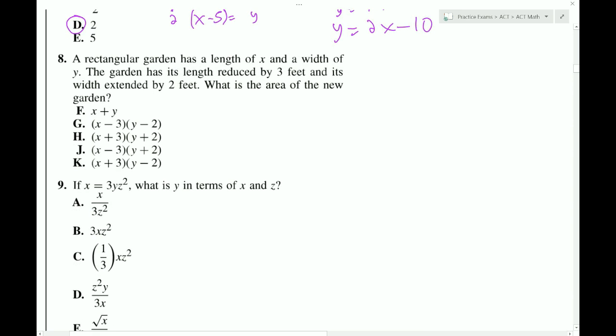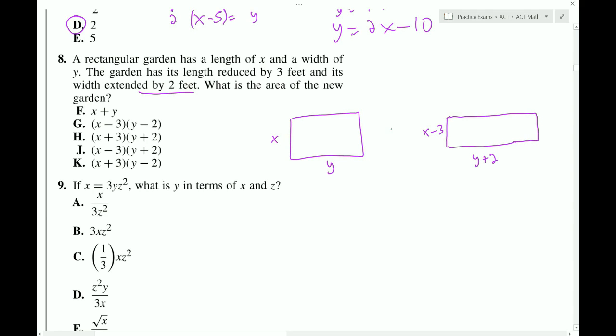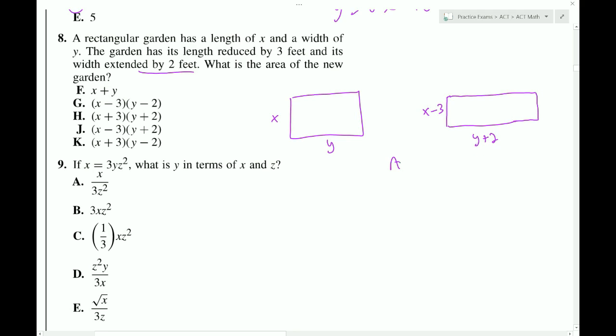A rectangular garden has a length x and a width of y. So let's draw a quick sketch, x and y. If the garden has its length reduced by 3 feet, the x is going to turn into x minus 3, and it has its width extended by 2 feet. So then instead of y, this is going to become y plus 2. The question asks, what is the area of the new garden? So the area we find by doing length times width. So it's going to be x minus 3 times y plus 2. Looks like answer choice J.